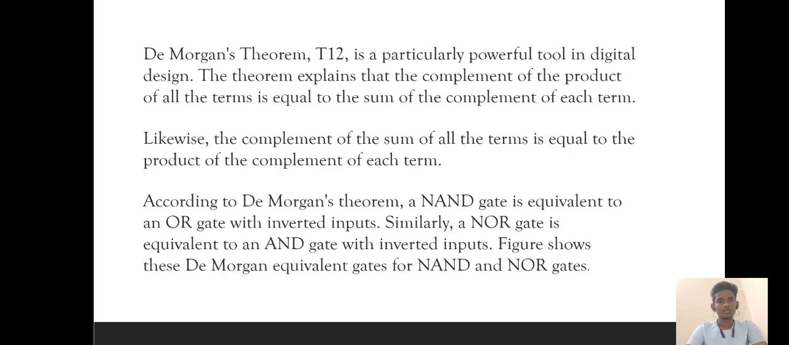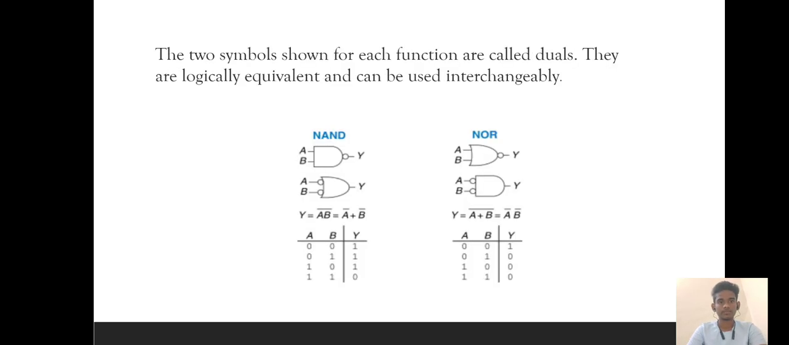According to De Morgan's theorem, a NAND gate is equivalent to an OR gate with inverted inputs. Similarly, a NOR gate is equivalent to an AND gate with inverted inputs. The figure shows these De Morgan equivalent gates for NAND and NOR gates. The two symbols shown for each function are called duals. They are logically equivalent and can be used interchangeably.